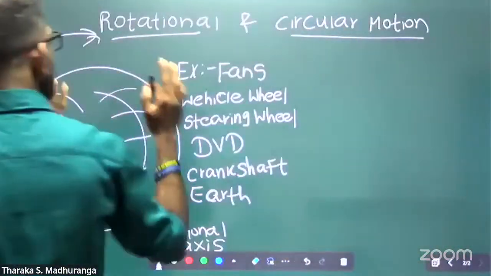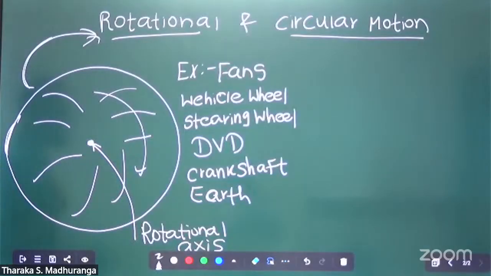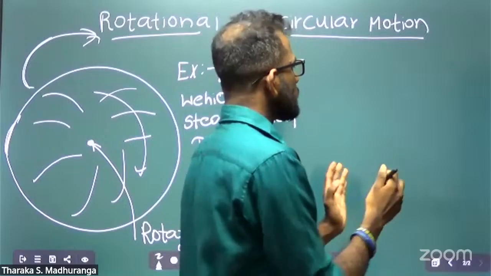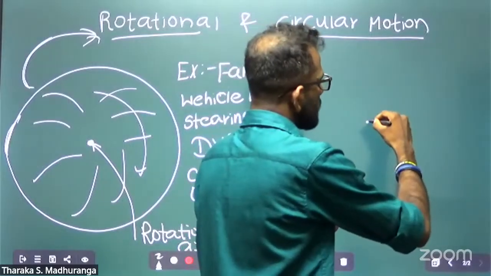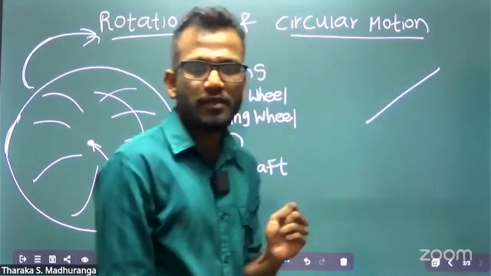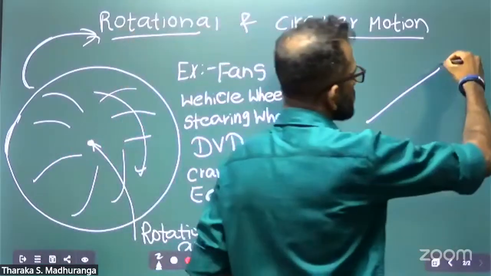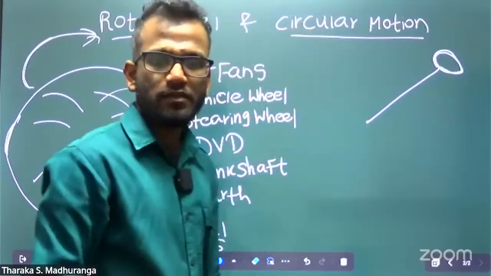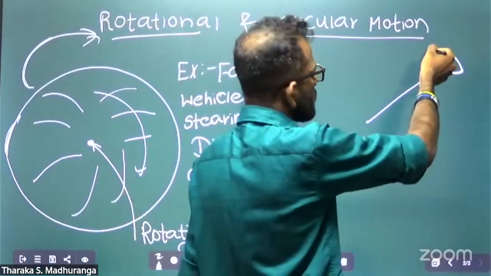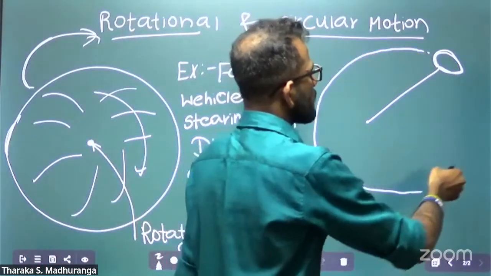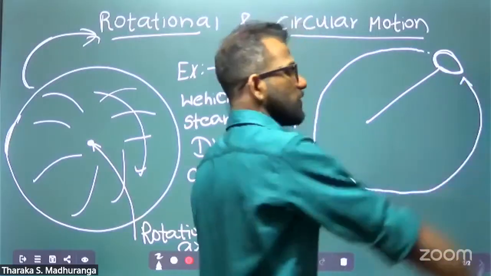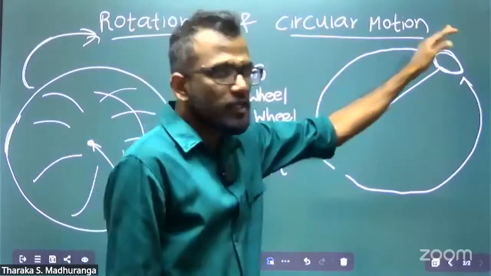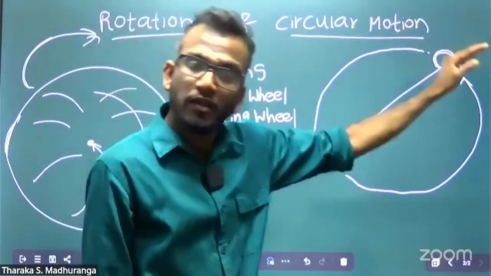Come to circular motion. The circular motion is simple. Circular motion means, think for example, this is a string, and this is some object, think it is a stone. When it is rotating around this axis, the stone, this object, is rotating in circular motion.